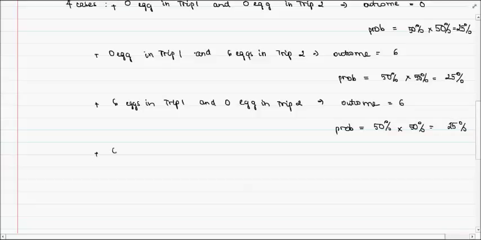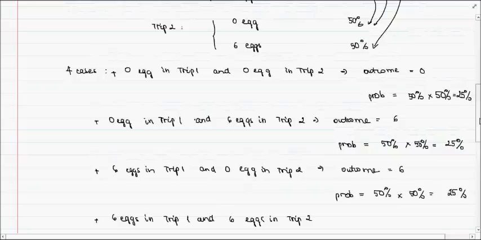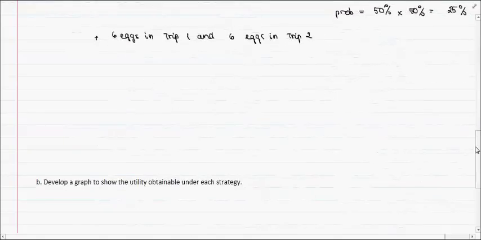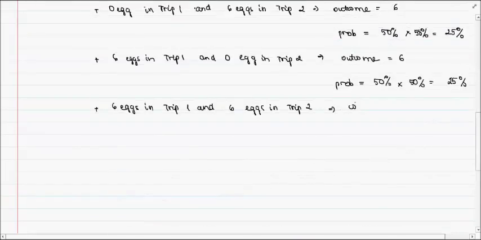Okay, and in the last case here, we are going to be able to keep 6x in the first trip and also 6x in the second trip. So that is the last case over here. We can see 6x, and 6x. So the total number of x in this case is 12. All of the x are fine, and the probability in this case is again 50% chance of 6x in the first trip and 50% chance of 6x in the second trip, so 25%.